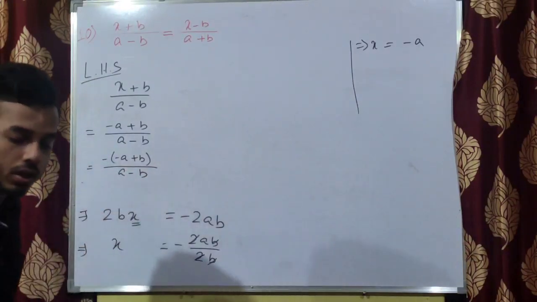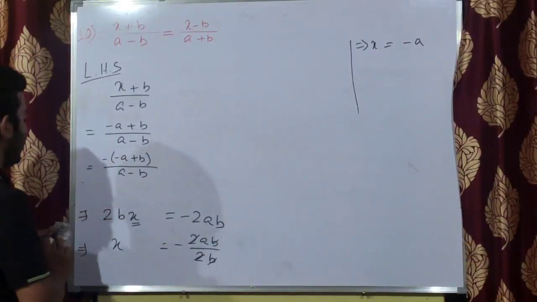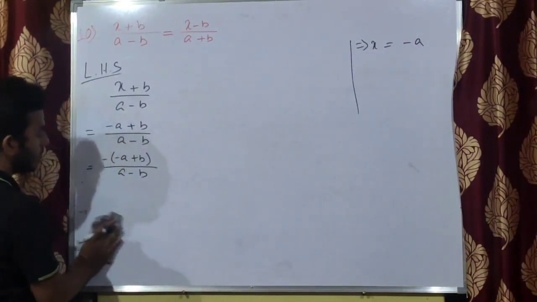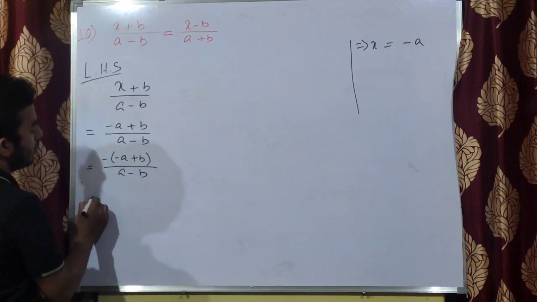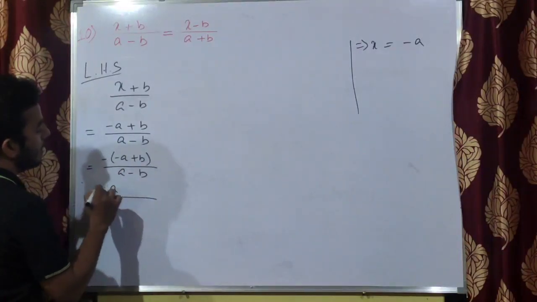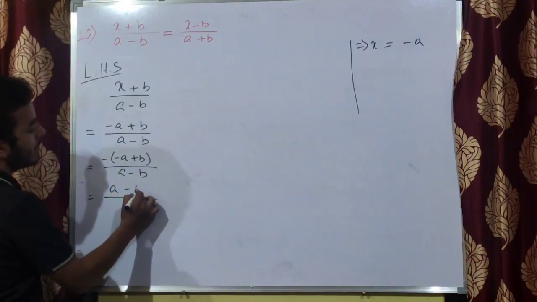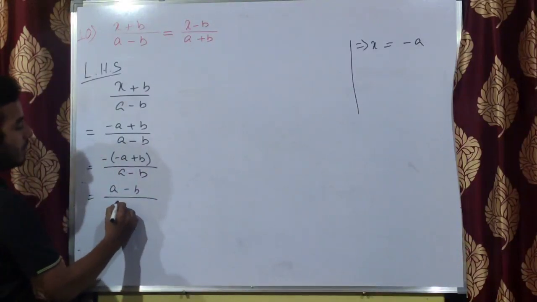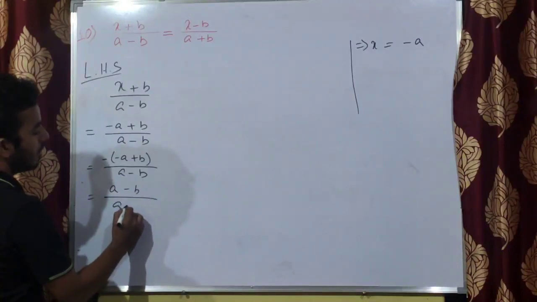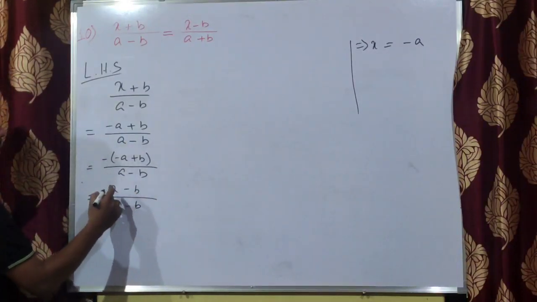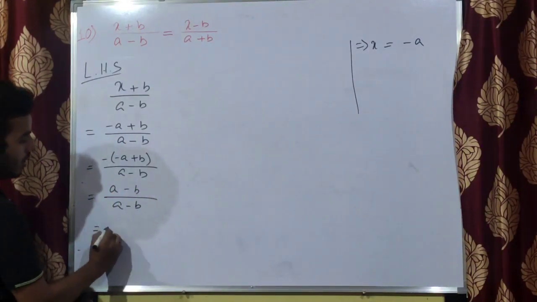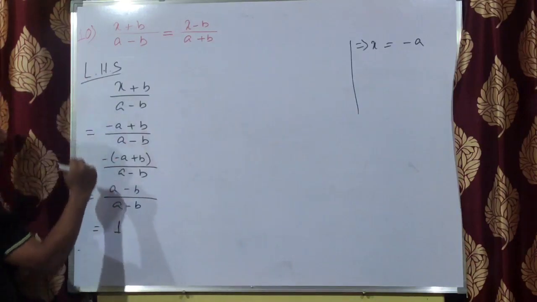Now what we have done, we have taken minus common. So minus minus will be plus, so it will be plus a, then minus plus will be minus, so it will be minus b. Then the denominator is a minus b. So a minus b divided by a minus b equals 1, right? So LHS equals 1.